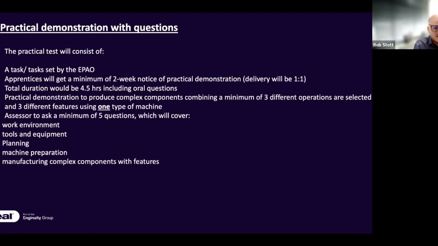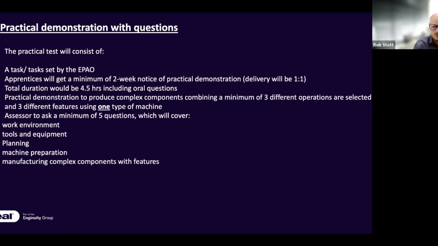And then the practical demonstration will be to produce complex components combining a minimum of 3 different operations that are selected and 3 different features using one type of machine. The assessor will also ask oral questions during this practical demonstration, which will cover work environment, tools and equipment, planning, machine preparation, and manufacturing complex components and features.